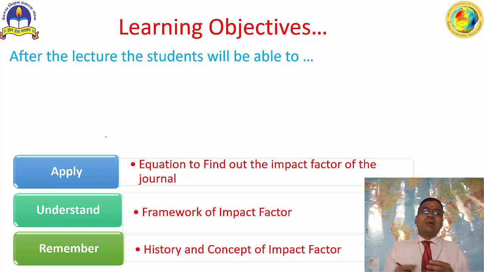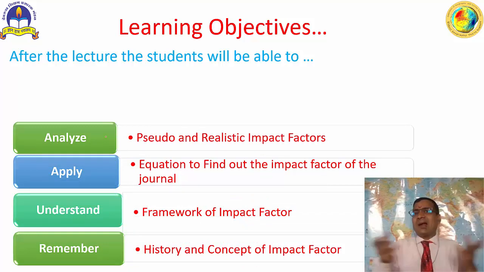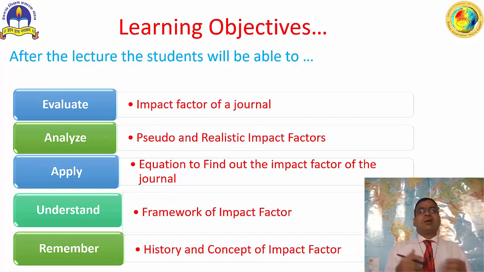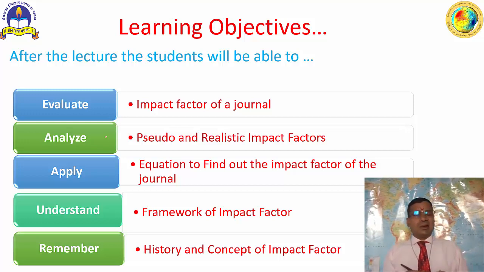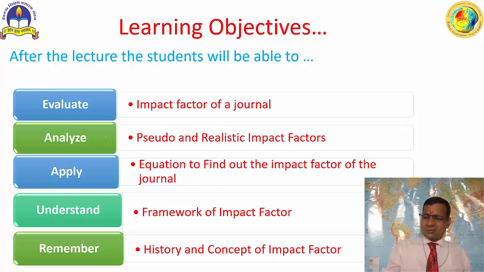Suppose a student is going to publish his or her research paper and the journal is claiming that their impact factor is 10 or something else. At that time, if the student has attended this lecture carefully, he will be able to determine whether the impact factor provided by that journal is realistic or a pseudo one. Then students will be able to analyze pseudo and realistic impact factors. Also, students will be able to evaluate the impact factor of a journal. These are some of the learning objectives I set forth at the initial stage for this lecture.